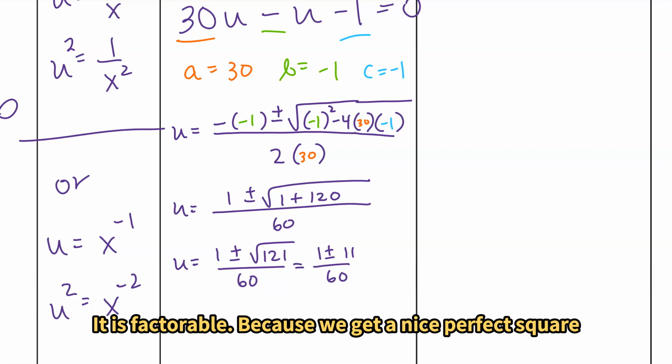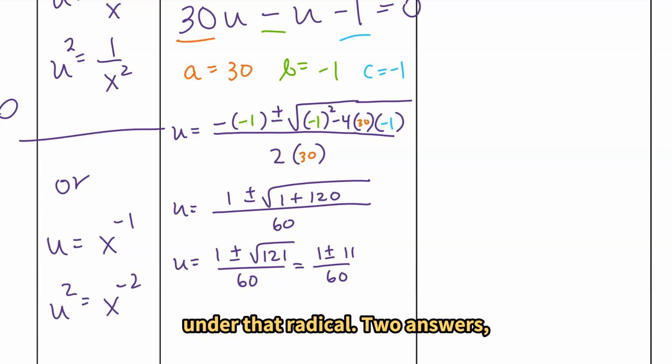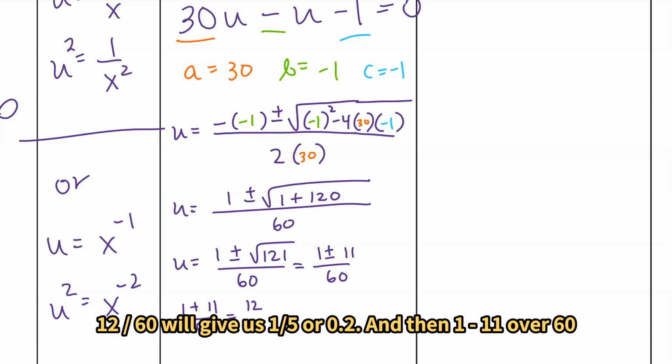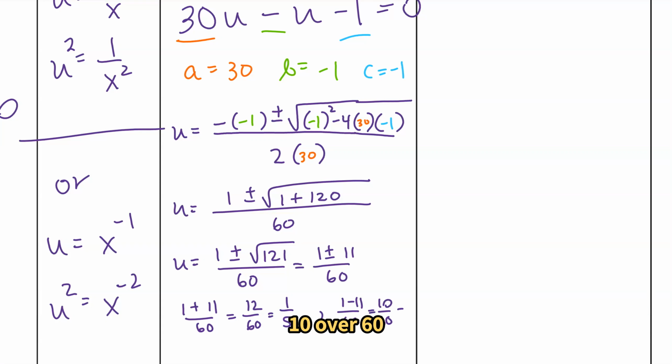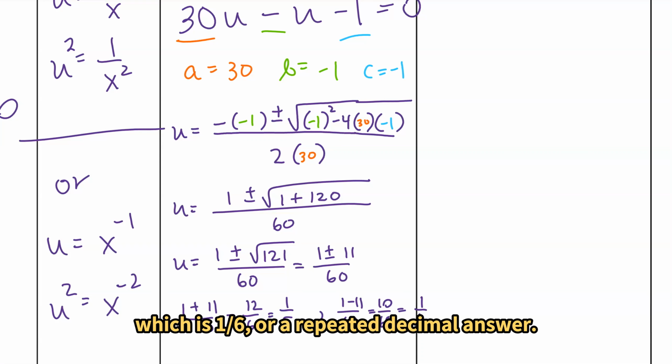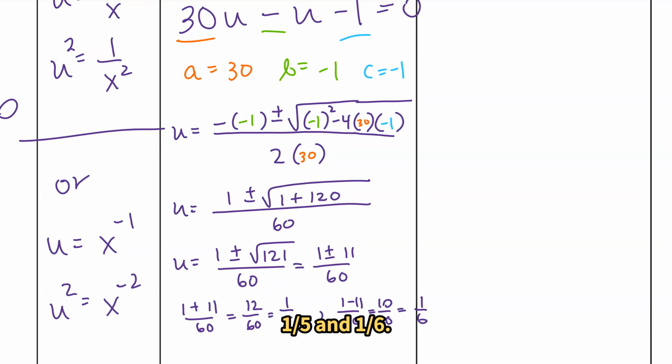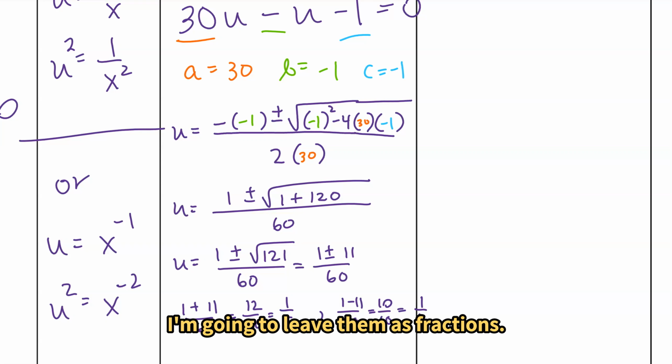It is factorable because we get a nice perfect square under that radical. Two answers. 1 plus 11 over 60, 12 over 60, will give us 1/5 or 0.2. And then 1 minus 11 over 60, 10 over 60, which is 1/6, or a repeated decimal answer. And so we have two answers for you, 1/5 and 1/6. I'm going to leave them as fractions.